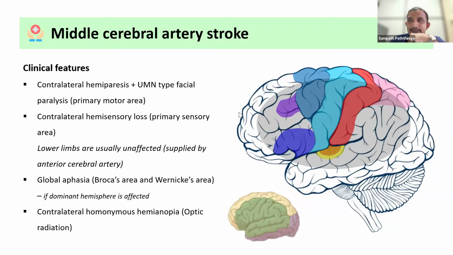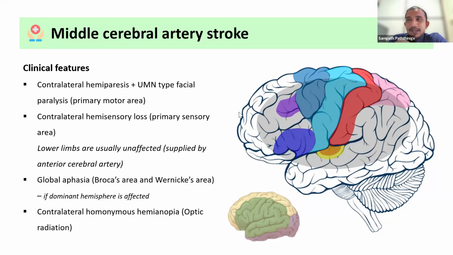I saw some of these questions as an issue, because what you need to understand is that if there's a middle cerebral artery occlusion, generally the lower limbs are not affected, because the areas of the cortex which supply the lower limb are supplied by the anterior cerebral artery.